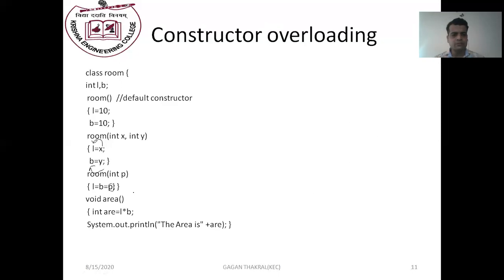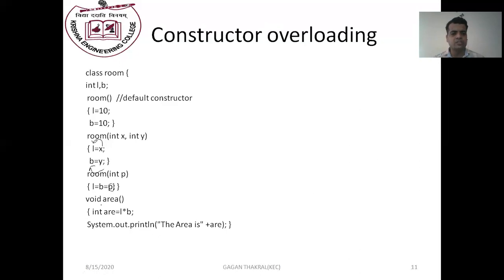In this program, what we do in this classroom, we create three constructors. One is default, another is parameterized, which contains two parameters, and another is a parameterized constructor which contains a single parameter. So this is known as constructor overloading.